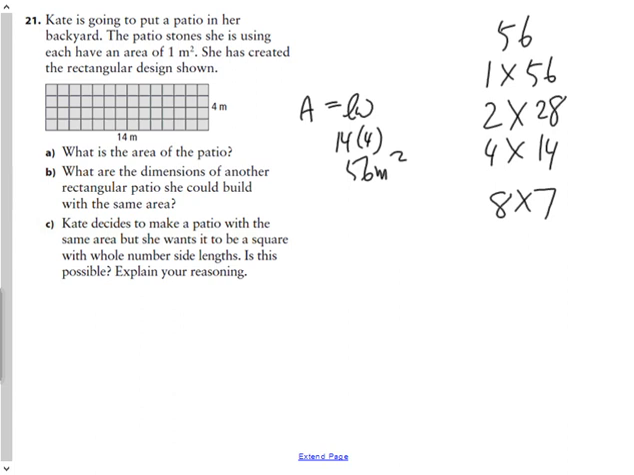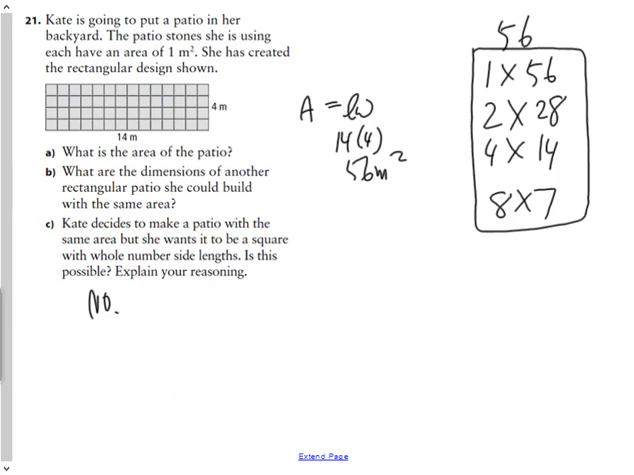But ultimately, Kate decides to make a patio with the same area, but wants it to be square with whole numbers as side length. Is this possible? Explain your reasoning. The answer is no, it's not. And the reason is right here. In order for it to be a square, there must be one number that multiplies by itself to get 56, and there is no number that multiplies by itself to get 56.